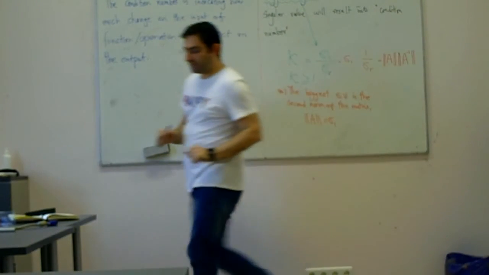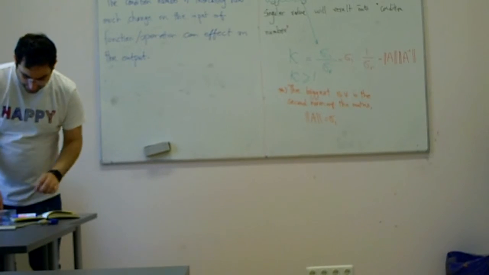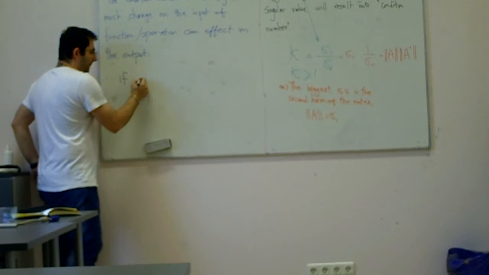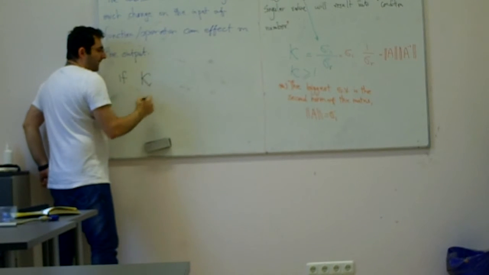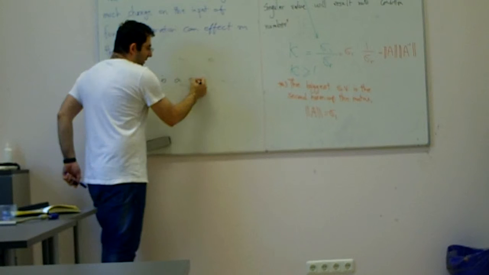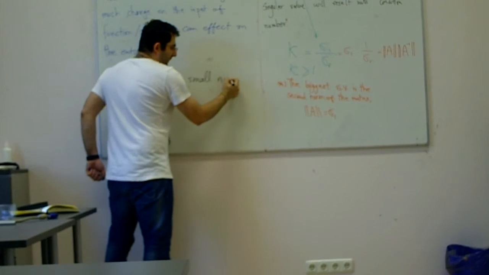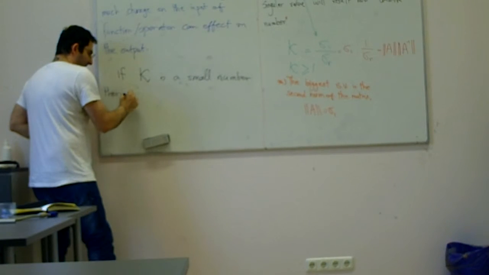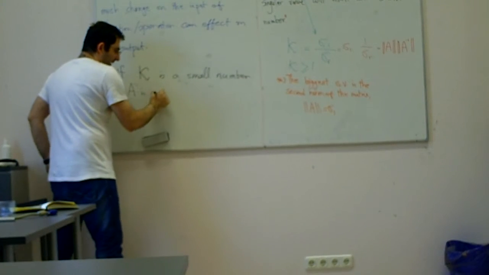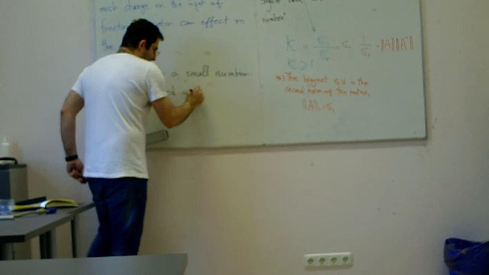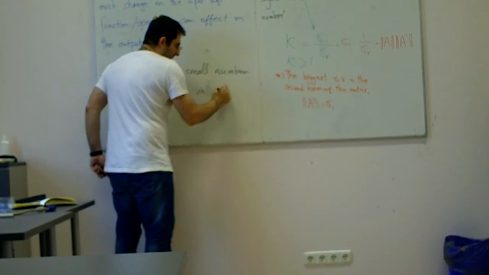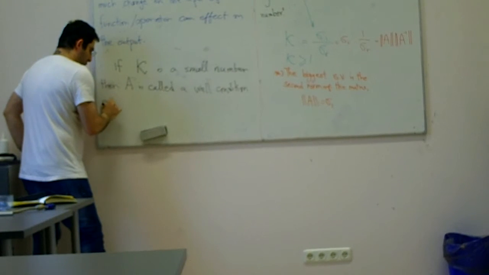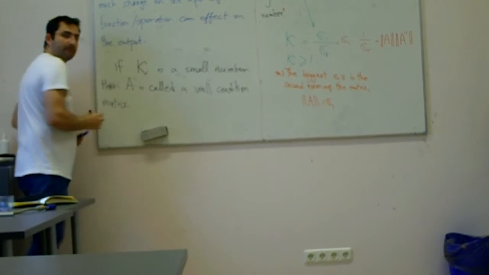Good. So if I know this number, then it means that if kappa is a small number, then A is called a well-conditioned matrix or operator or function.